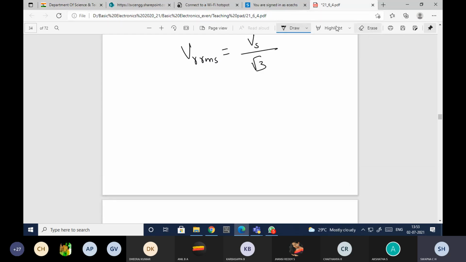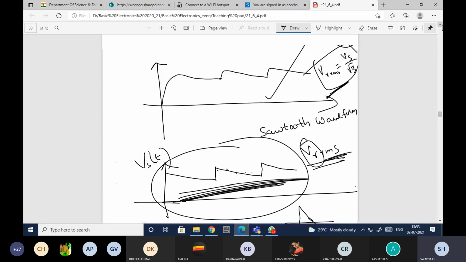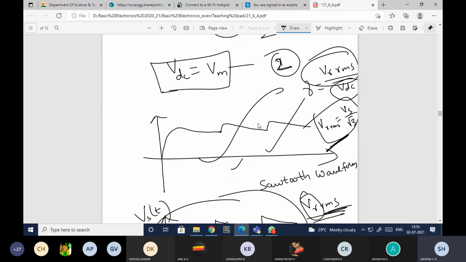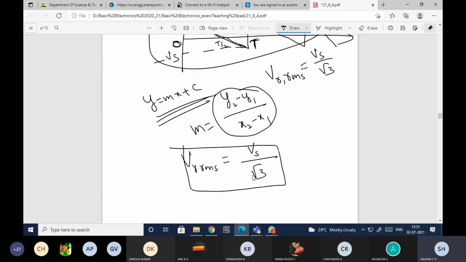Yes, ma'am. Okay, so this is the equation you can directly write after this step. After this, you can just state that the waveform looks like a sawtooth waveform, which is nothing but the triangular function. So for the triangular function, the RMS value is Vs by root 3.